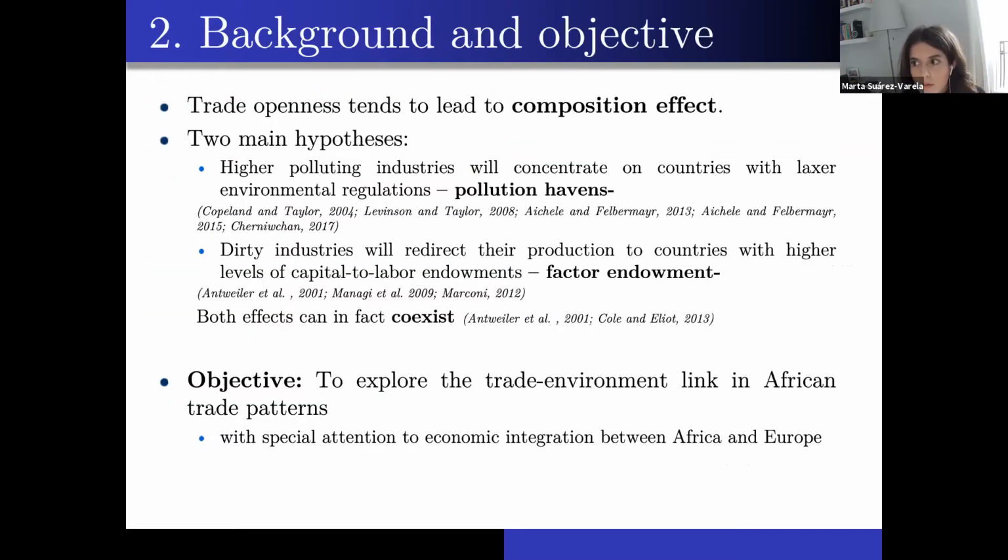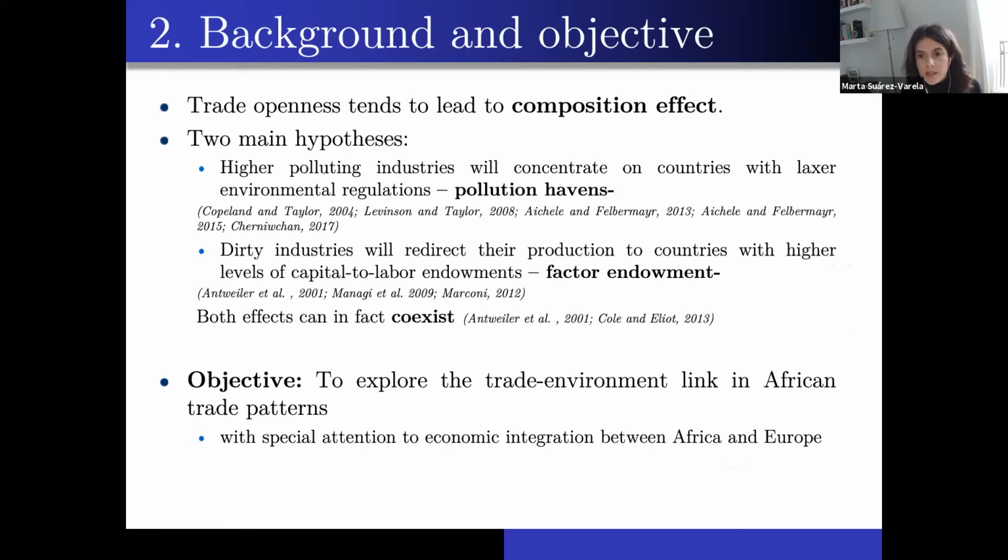So what do we know about this trade environmental link? Well, we know that trade openness tends to lead to what is known as the composition effect. This composition effect is basically that the composition of trade changes after a liberalization, okay? And there are two main hypotheses on the direction of these effects.